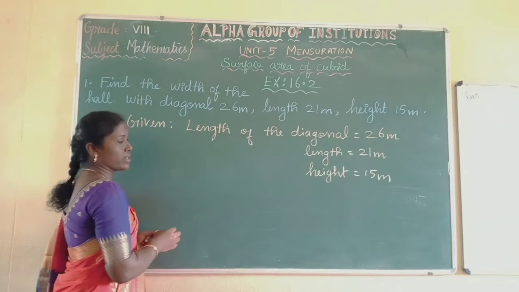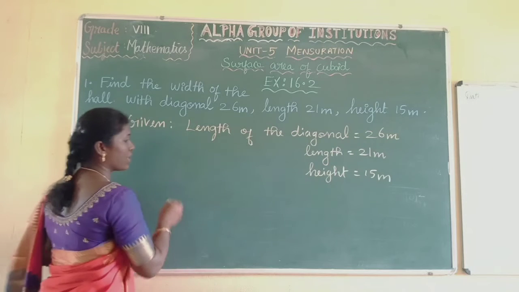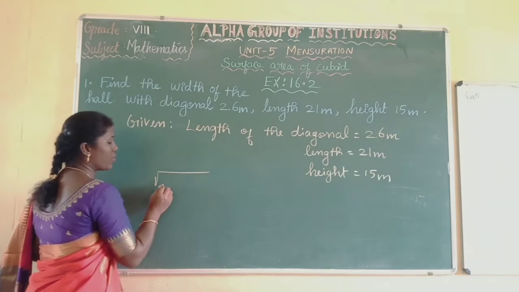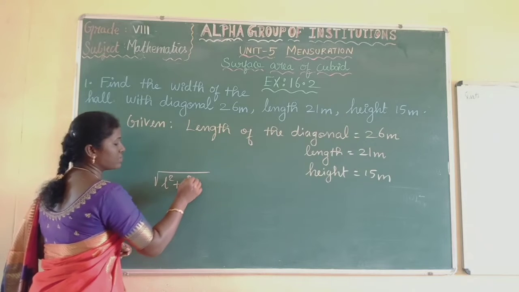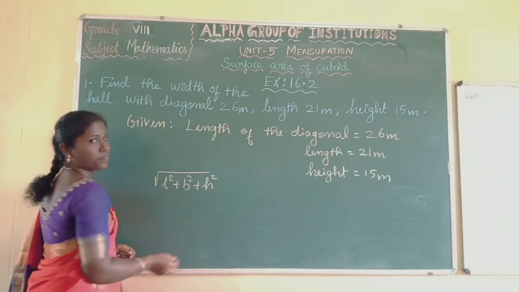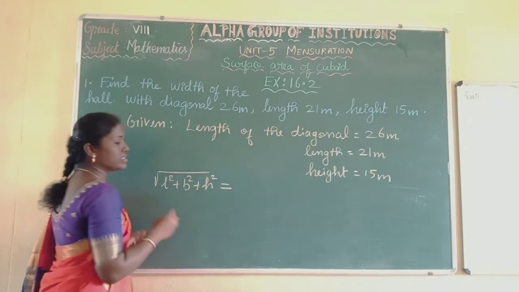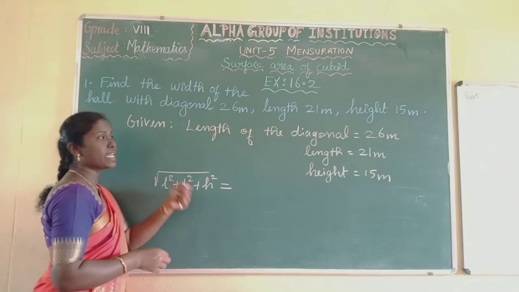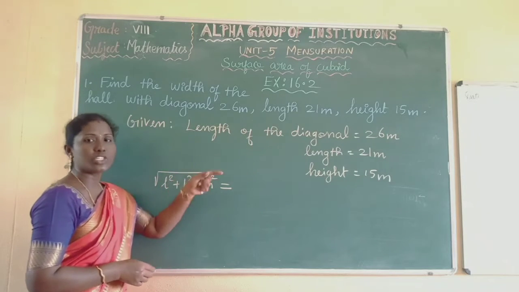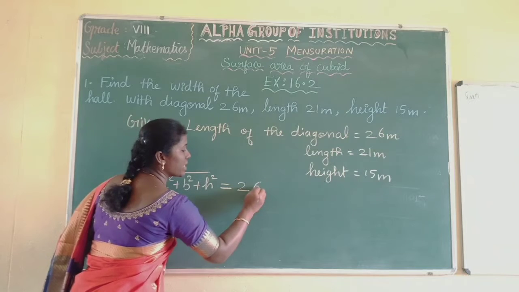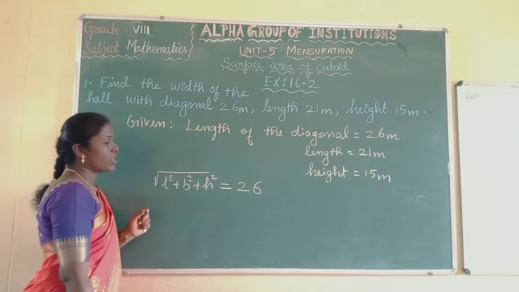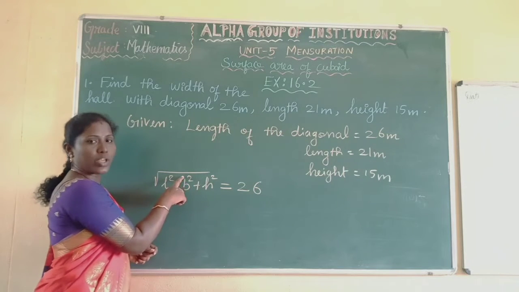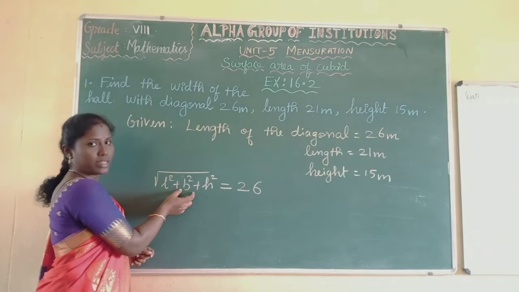So how to find it? We know the length of the diagonal formula. What is the formula? Square root of L square plus B square plus H square. So the length of the diagonal is equal to square root of L square plus B square plus H square. But here in this question the length of the diagonal is mentioned, so we can take it as 26. Now I want to remove the square root, then only we can identify the value of breadth here.